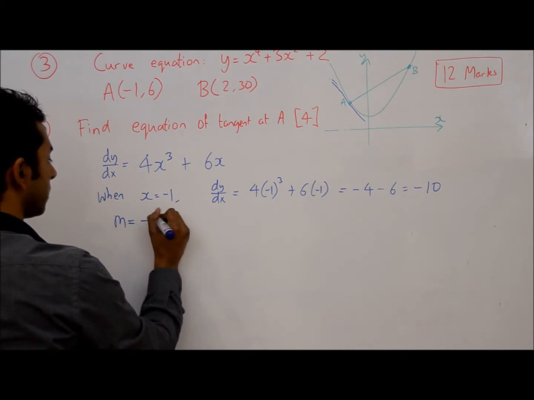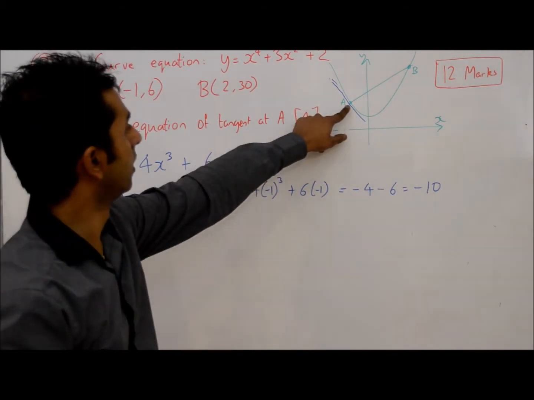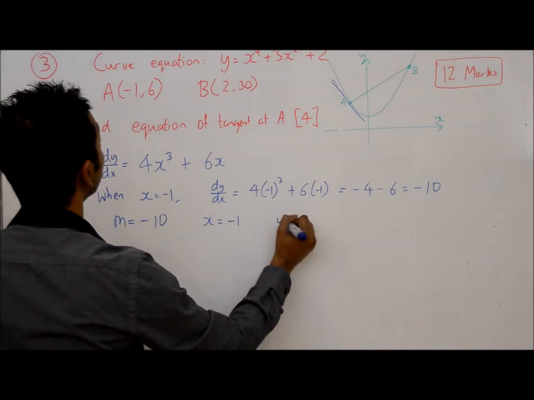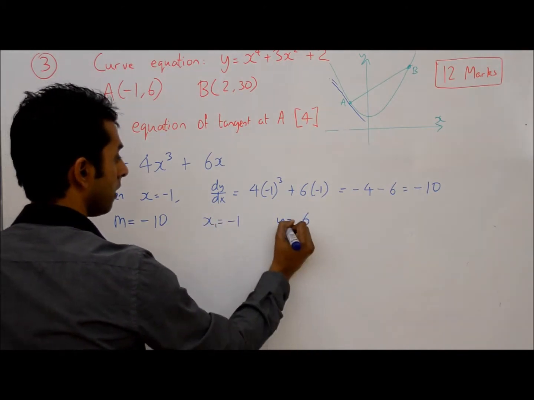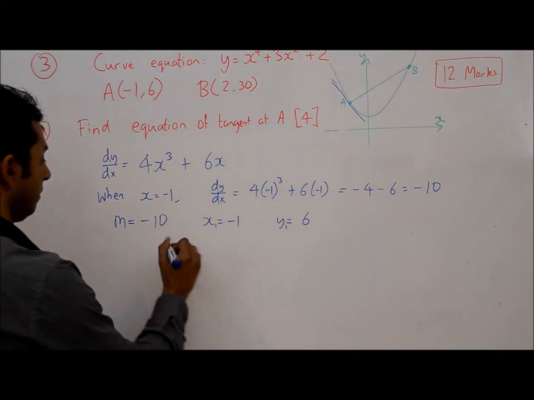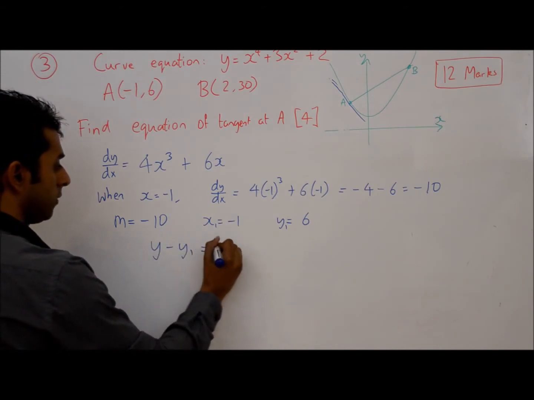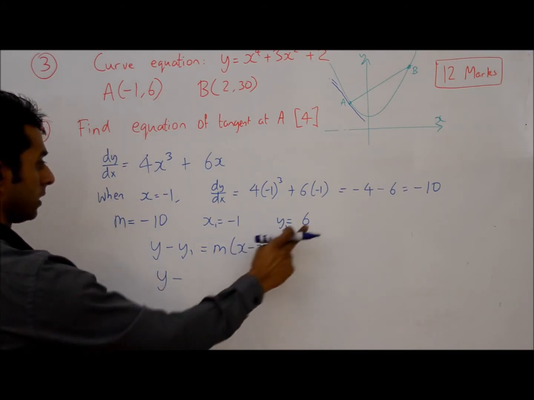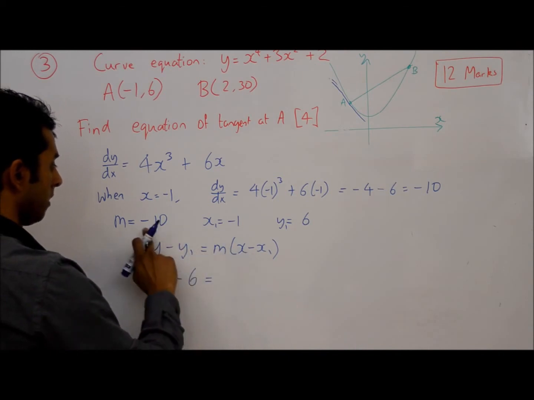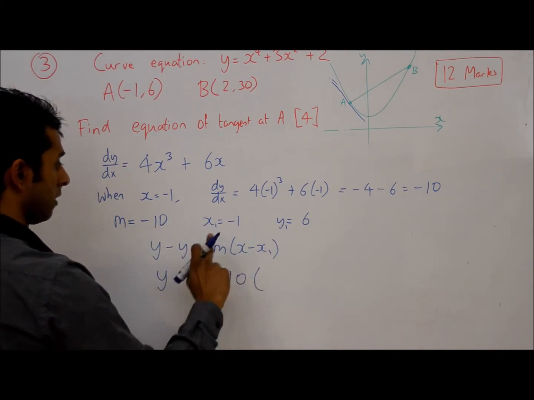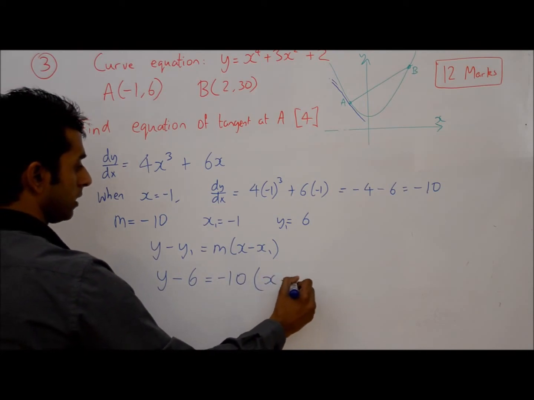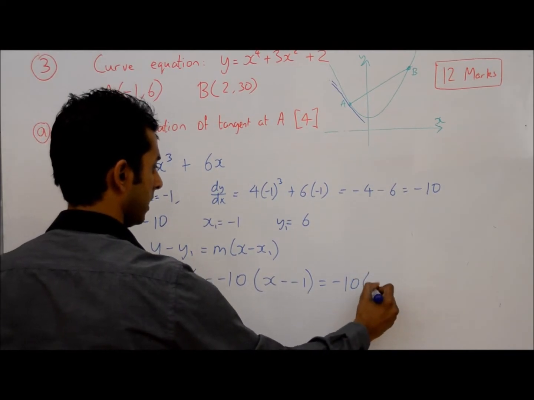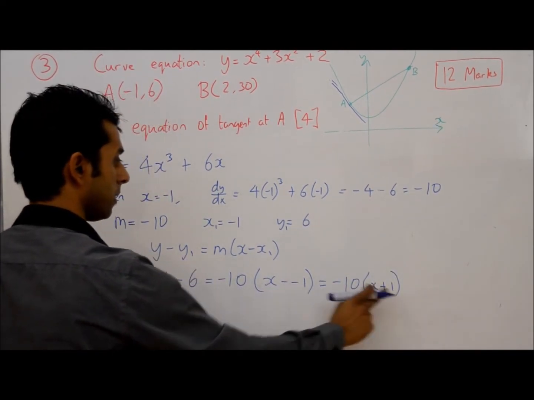So m equals -10. We also know one of the coordinates, we know point A. So it passes through the x coordinate of -1 and the y coordinate of 6. So we can call this x1 and y1. So we can now use the equation y minus y1 equals m bracket x minus x1. So this will be y minus 6 equals m, which is -10, times x minus -1. So that's -10 times x plus 1, because the minus and the minus makes a plus.